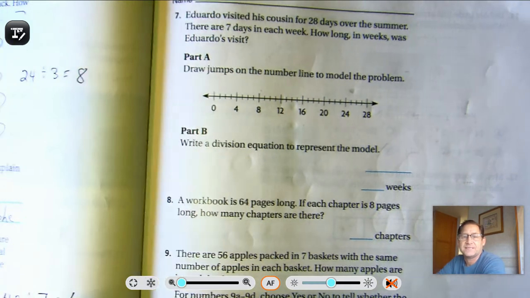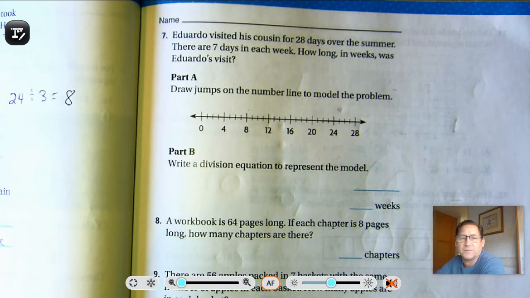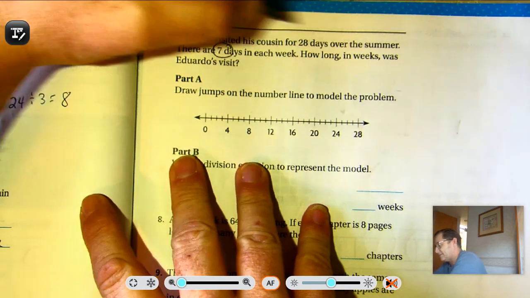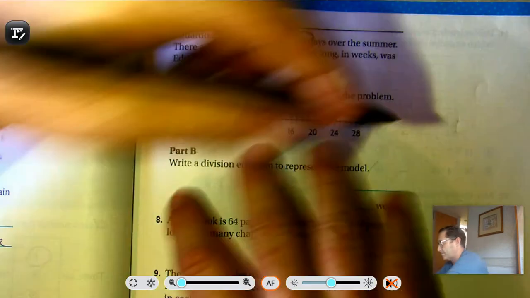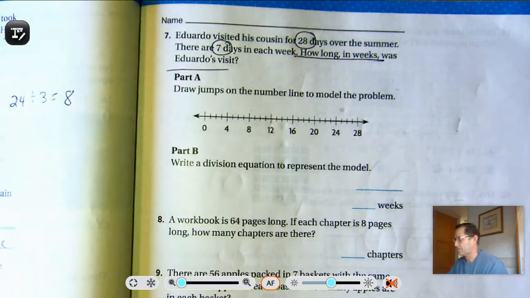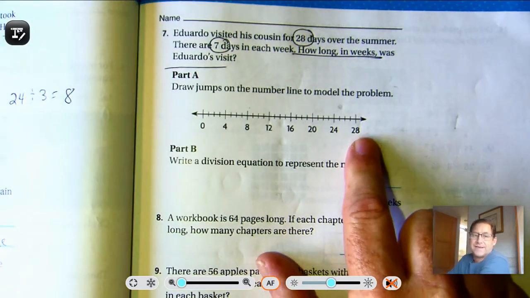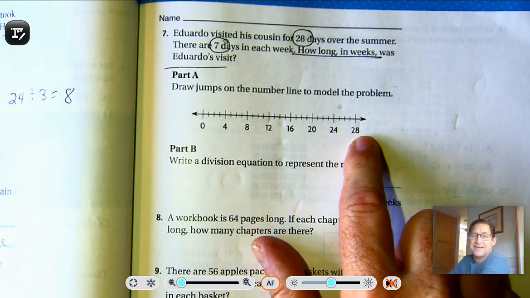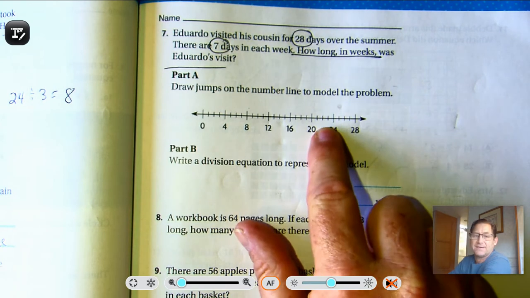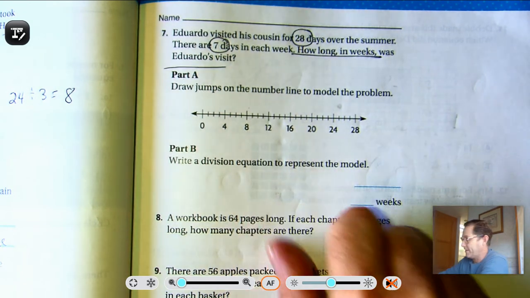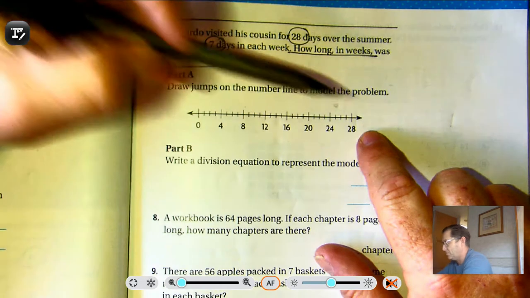Eduardo visited his cousin for 28 days over the summer. There are 7 days in each week. How long in weeks was Eduardo's visit? 7 days, 28 days total. So if we know that there's 28 days and there's 7 days in a week, we just need to count back 7 days from 28 until we get to 0.